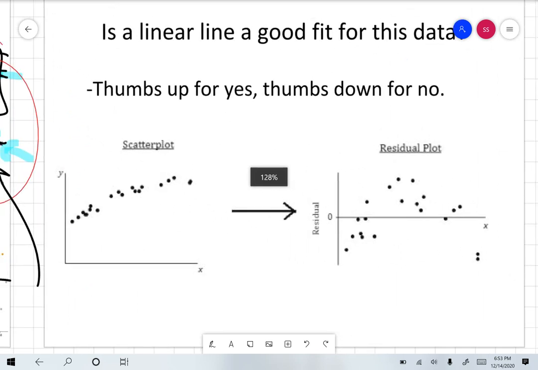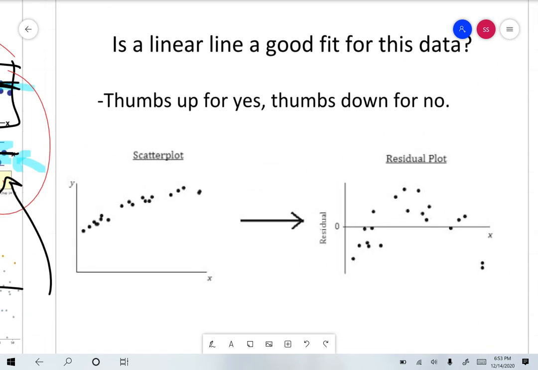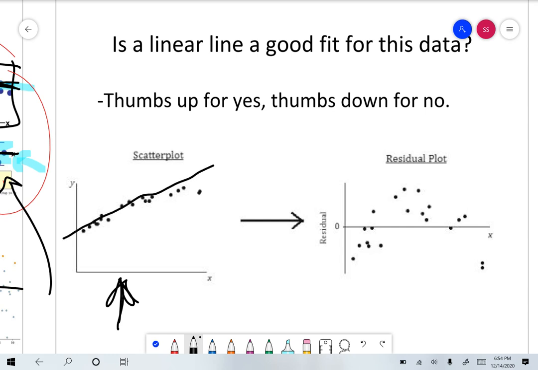Okay, so think about this. Pause it if you need to think for a longer time. Is a linear line a good fit for this data? What do you think? Would a linear line predict this data really well? And you can look at the residual plot to help you answer this.